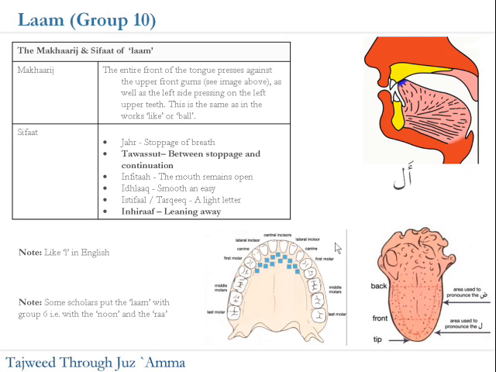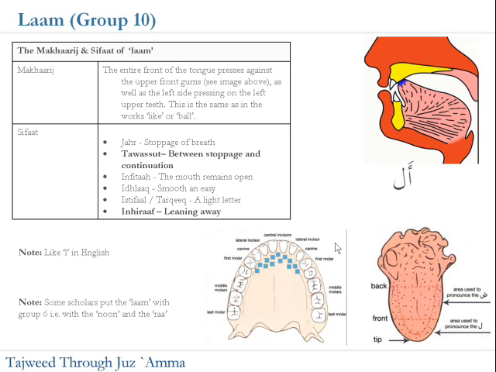So I'm going to read this out. It's like the English letter L, but it says here the entire front of the tongue presses against the upper front gums. Okay, so if we look at that image at the bottom with the blue squares, it's showing that's the pressure point. That's where, when you say la, li, lu, or we say al, al. So the pressure is at the front around those upper top teeth.